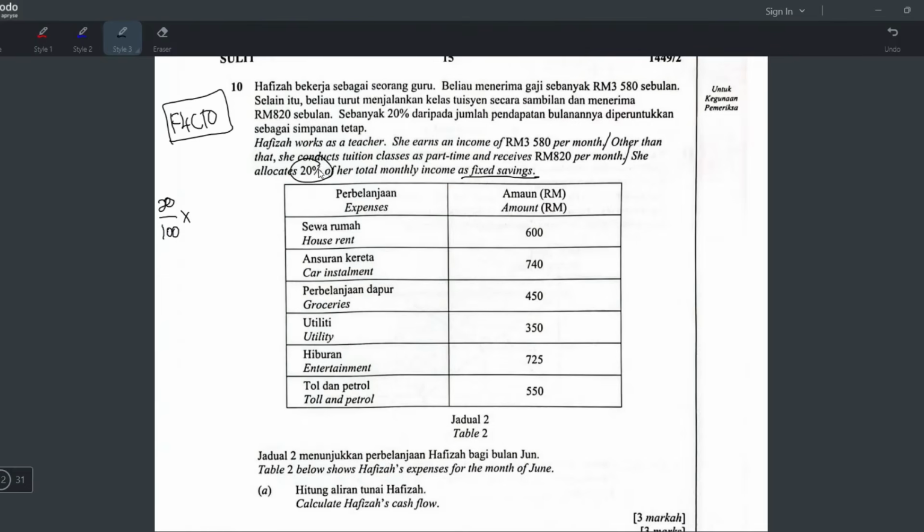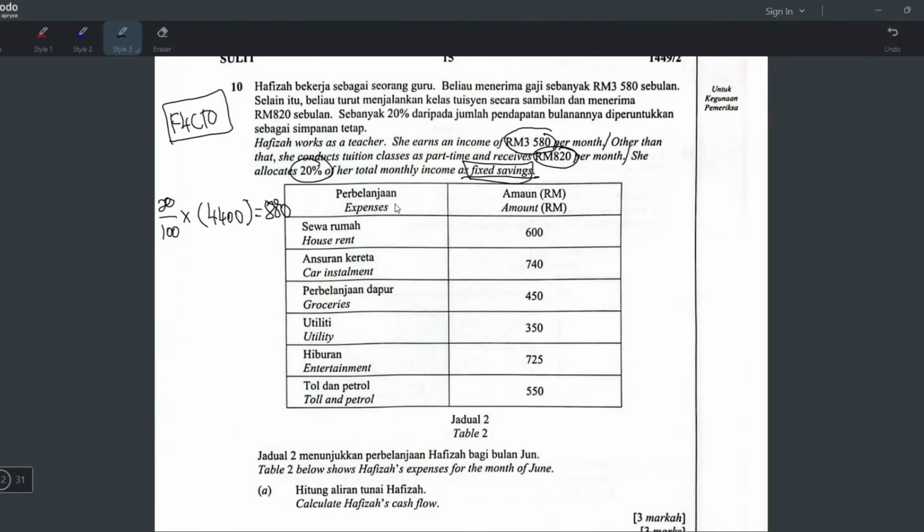So let's find out how much the 20% is. Okay, it's 20% from her total monthly income. So I need to find out the total monthly income first. So how to find total monthly income? This one add with this one. So 3580 plus 820, that gives us 4400. So that is the total monthly income. But they said 20% goes to the savings. So answer times with 0.2. Alright, I got 880. So what is this? This 880 is the fixed savings. Okay, it's the money that goes into the savings account.